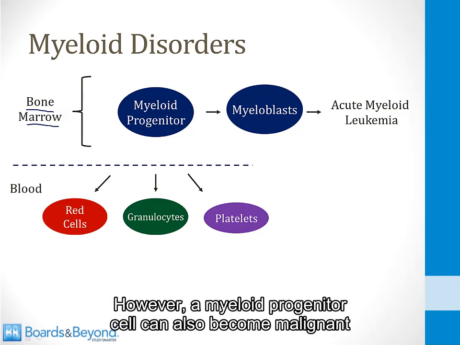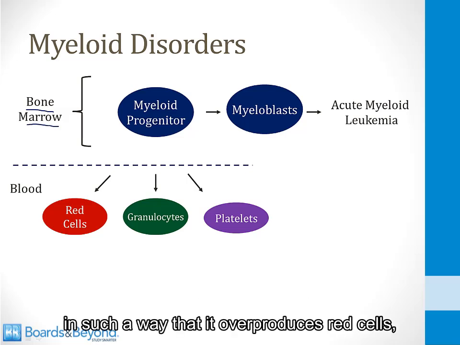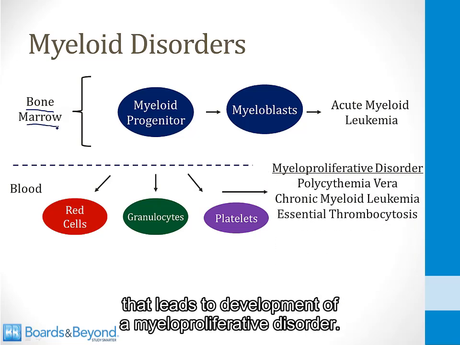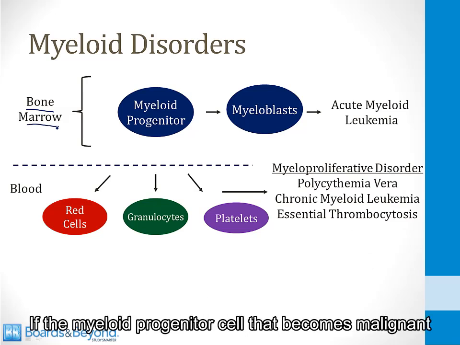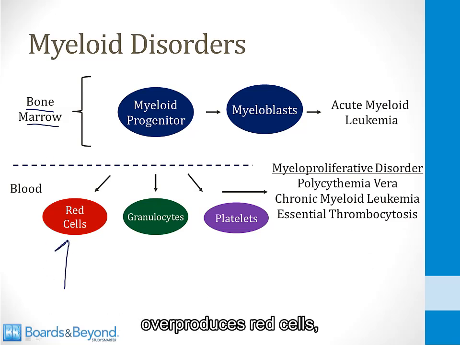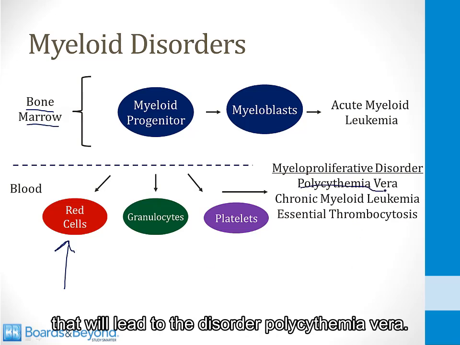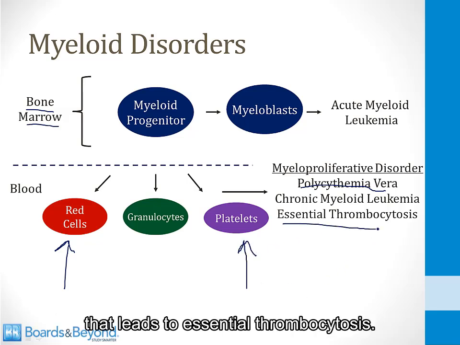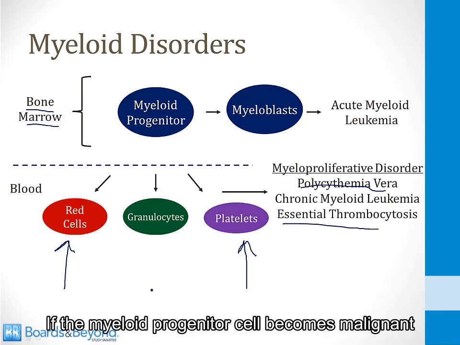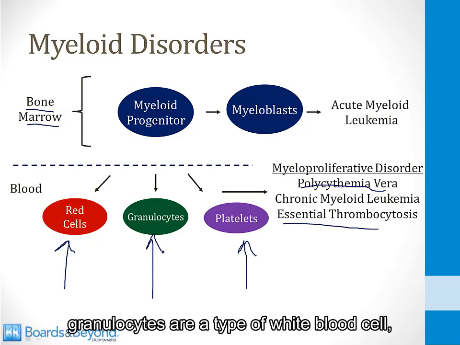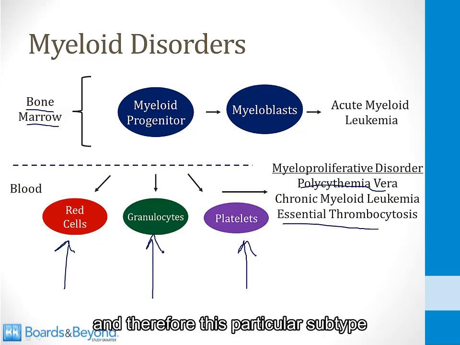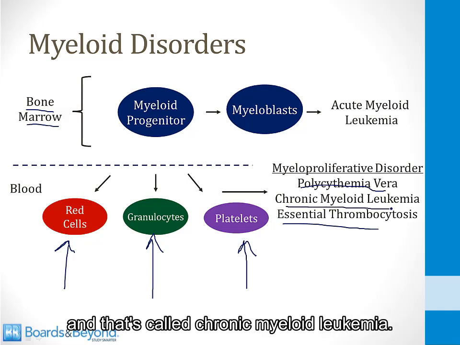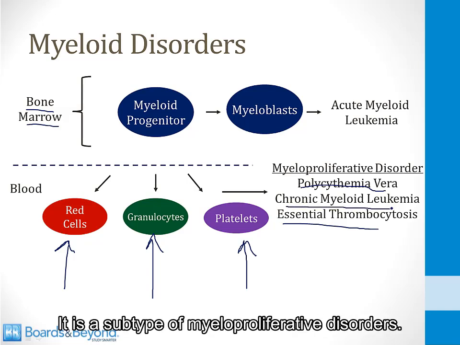However, a myeloid progenitor cell can also become malignant in such a way that it overproduces red cells, granulocytes, or platelets, and when that happens, that leads to development of a myeloproliferative disorder. If the myeloid progenitor cell that becomes malignant overproduces red cells, that will lead to the disorder polycythemia vera. If the myeloid progenitor cell becomes malignant and overproduces platelets, that leads to essential thrombocytosis. If the myeloid progenitor cell becomes malignant and overproduces granulocytes, granulocytes are a type of white blood cell, and therefore this particular subtype of myeloproliferative disorder is a form of leukemia, and that's called chronic myeloid leukemia. It is a subtype of myeloproliferative disorders.